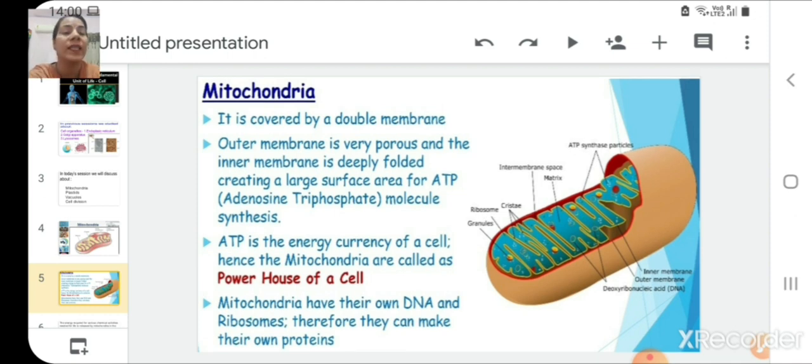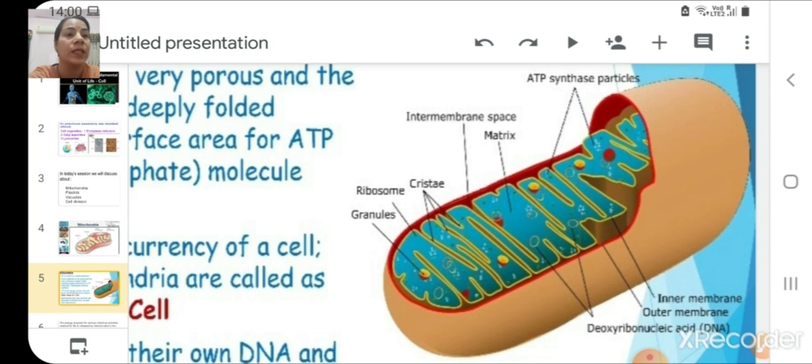Now look at the structure which is shown here. Again, in this structure you can see ATP synthetic particles, which shows that ATP is being synthesized here. Inner membrane, outer membrane, and DNA also are shown here, which shows that this particular cell organelle has its own DNA, and it has some ribosomes also. It has an intermembrane space which is filled with the matrix, which has certain granules present in it.